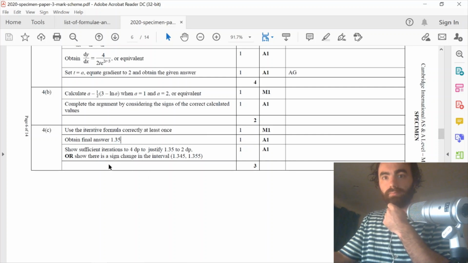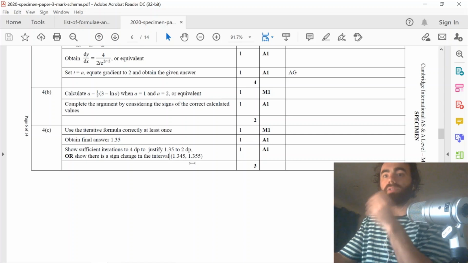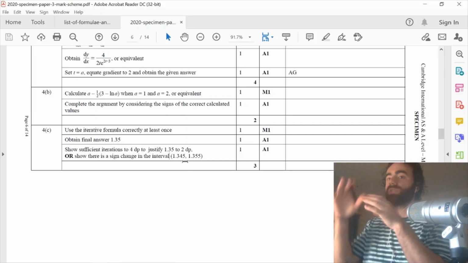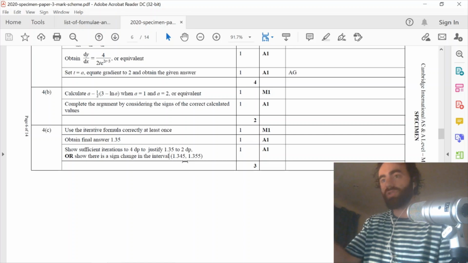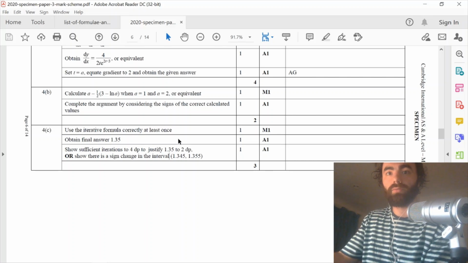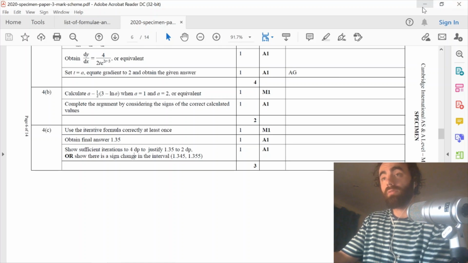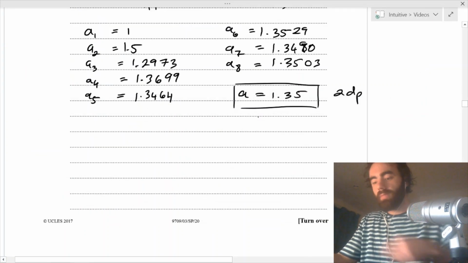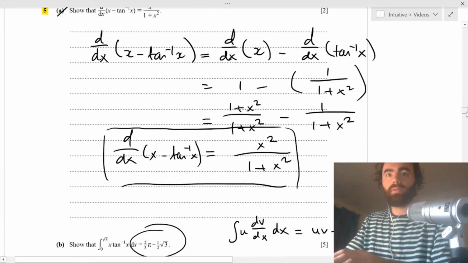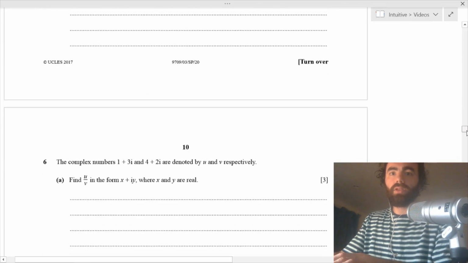$1.35. Oh yeah, and look, it even does say that as well. So show that there's a sign change in the interval. So that's exactly what I was describing before. So just checking that there's a sign change, meaning just checking that that is actually a solution. But I did that. I did both. Okay, cool beans. So we already did that in the last video.